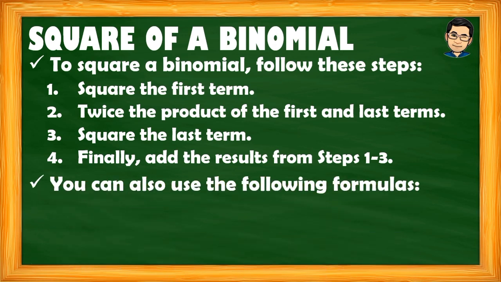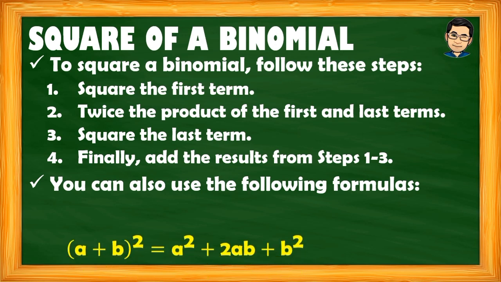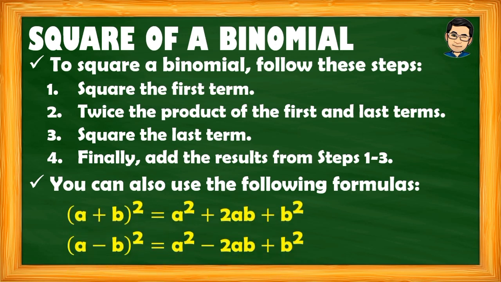And then, you can also use the following formulas. So, sa square binomial, since special product nga sila, may formula silang sinusundan. So, ayan. So, dalawa po yung formula na susundan dahil dalawa ang pwedeng maging operation na nasa gitna ng dalawang terms ng binomial. So, it's either positive or negative.